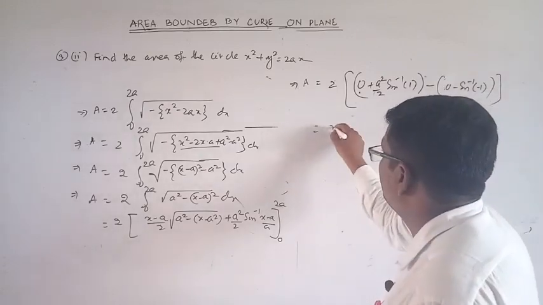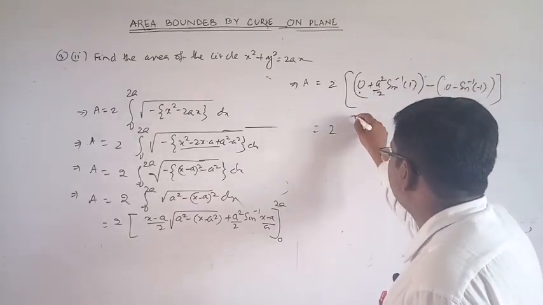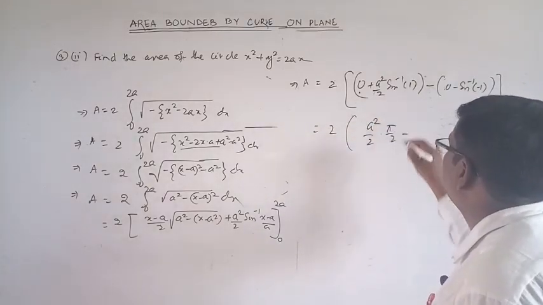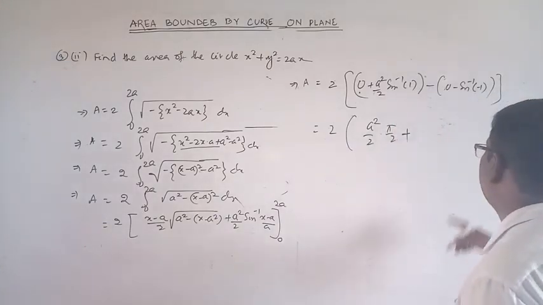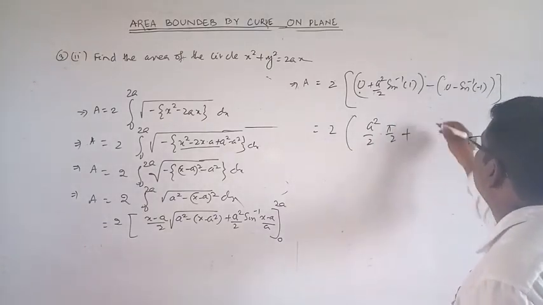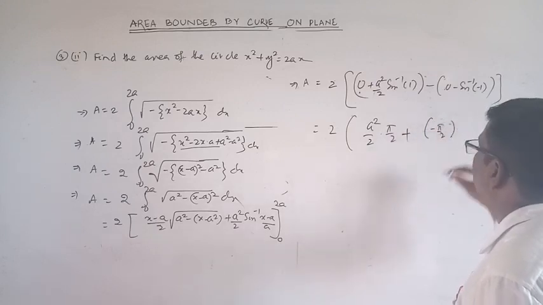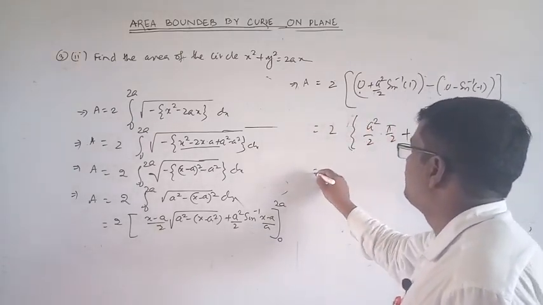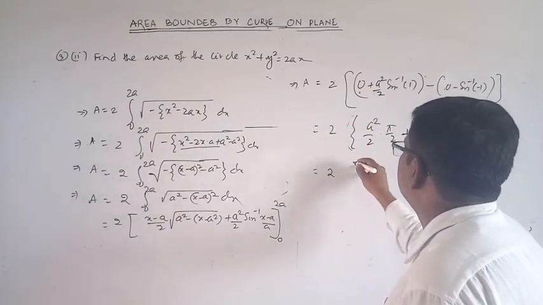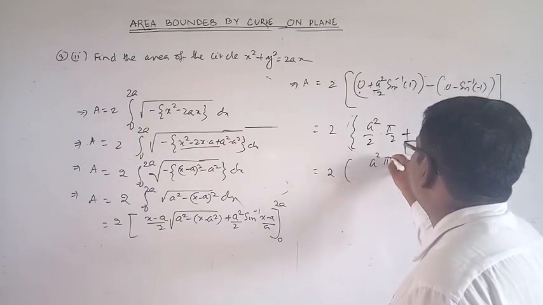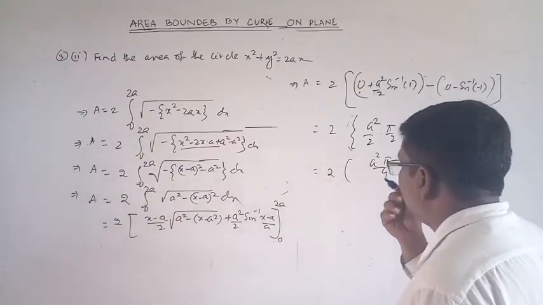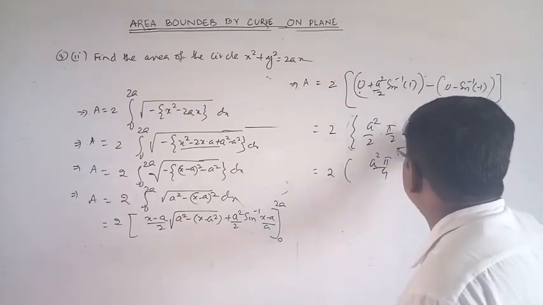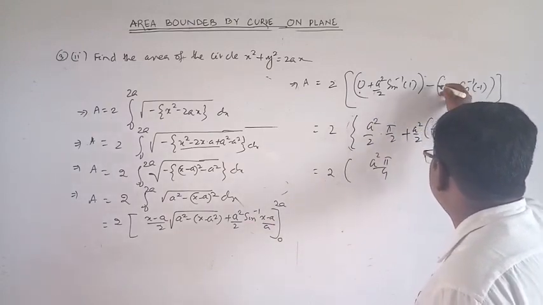So this is equal to 2 times a square by 2, sin inverse 1 means pi by 2, minus sin inverse minus 1, which means minus pi by 2. So 2 into a square pi by 4, and the remaining here is a square by 2 into pi by 2.